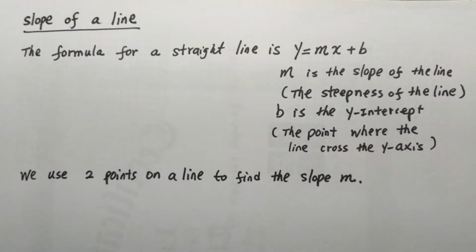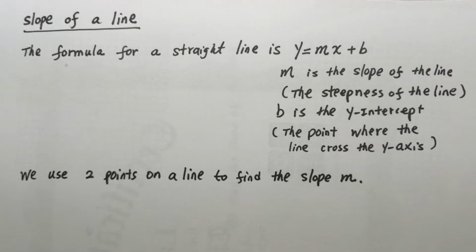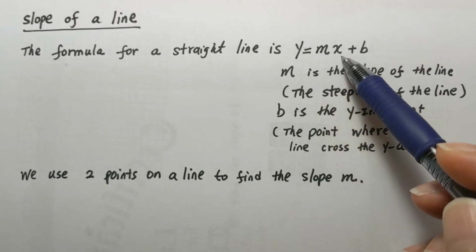Hi, today's topic is slope of a line. So yesterday we already know how to graph a line using the given equation. So today we are going to find the slope of a line. The formula for a straight line is y equal to mx plus b.